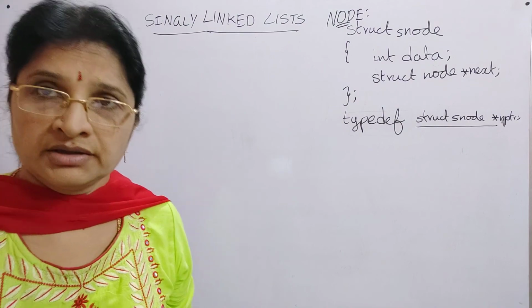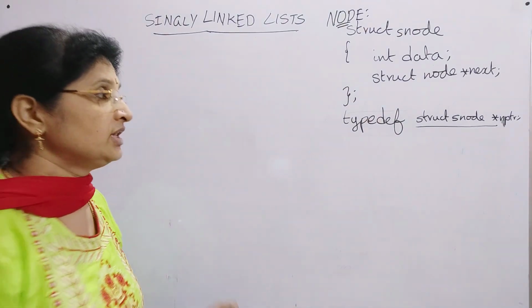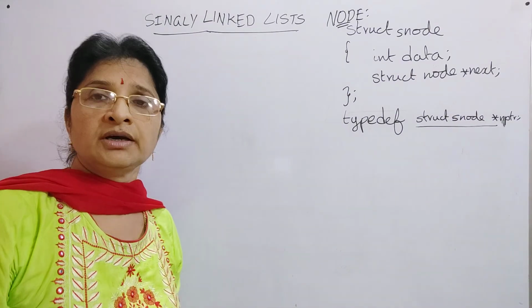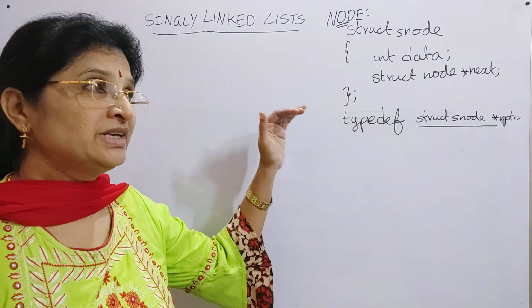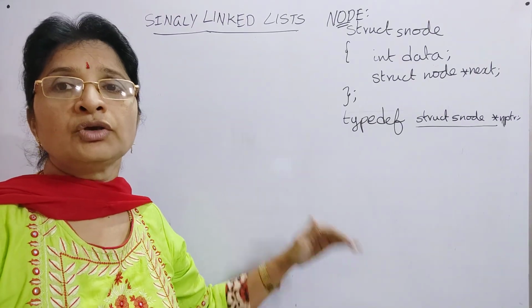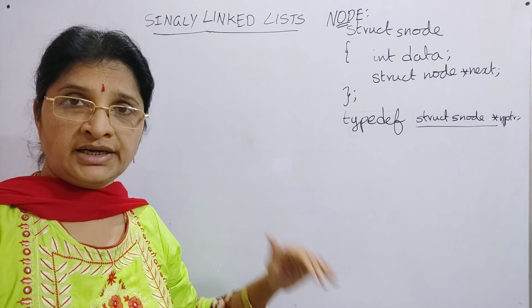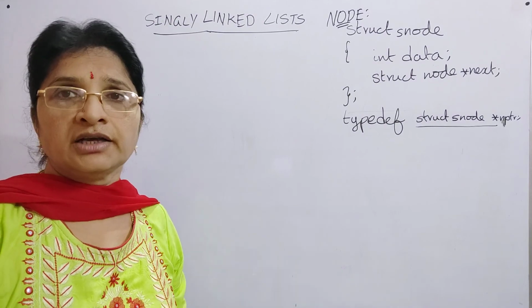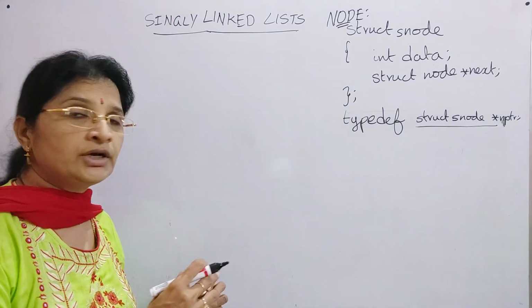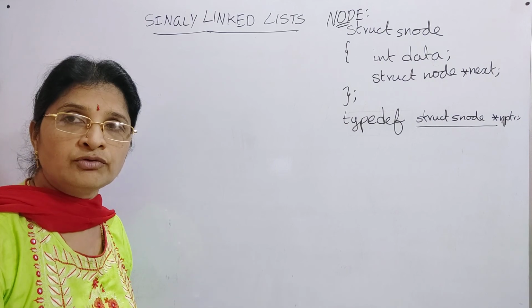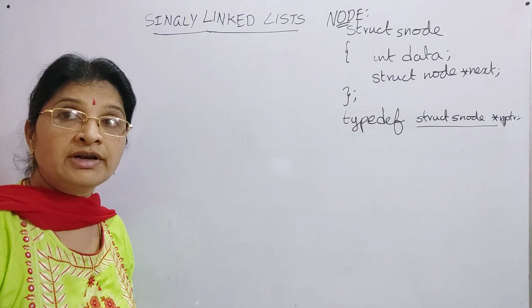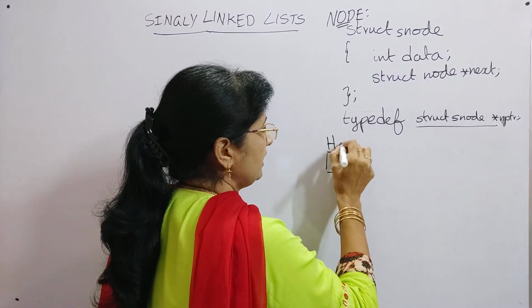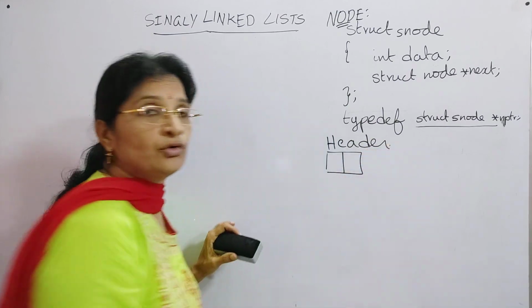Now, whenever you want to create a node in the structure, as I told, the node should begin with a header. That means you need to create a node, and you should assign the data in the data part and the link in the link part. So in order to create the first node, whenever you want to create a linked list, first of all we will create a header. We will create a header which is the first node of your list.